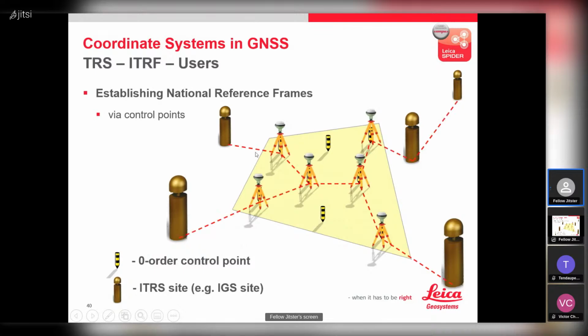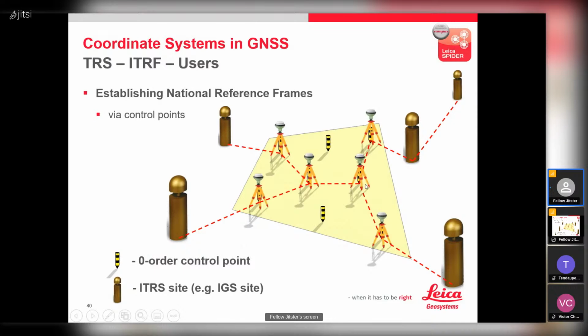So some kind of baselines were computed, something like this. And then these control points were sometimes called zero-order control points. But historically, all these control points were measured by some terrestrial methods, total stations. And so these control points typically, historically, had some coordinates in some kind of local coordinate system.